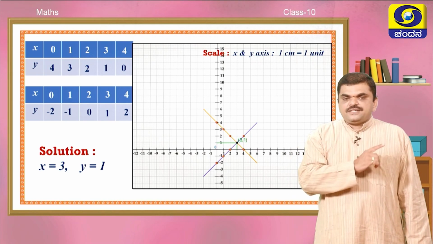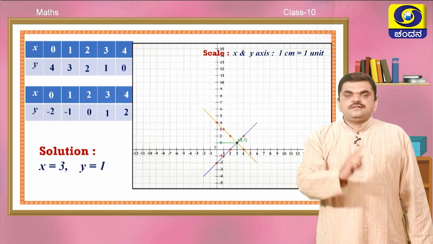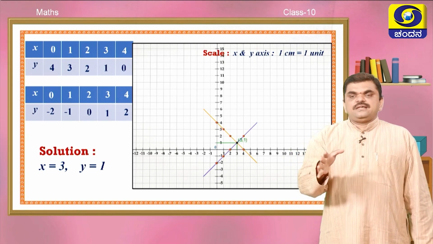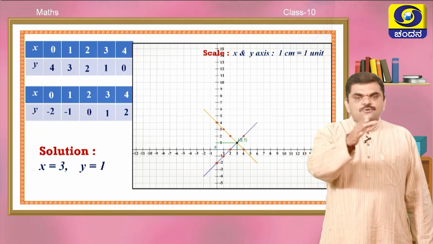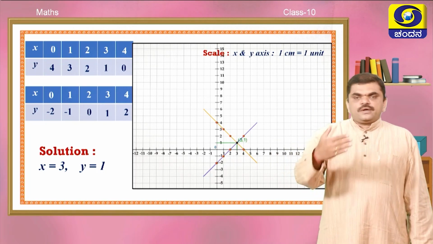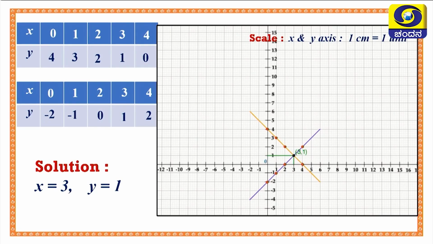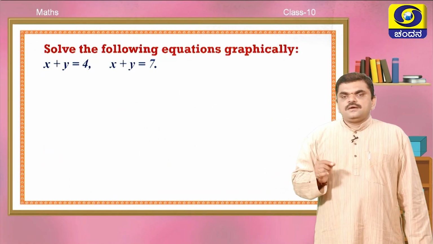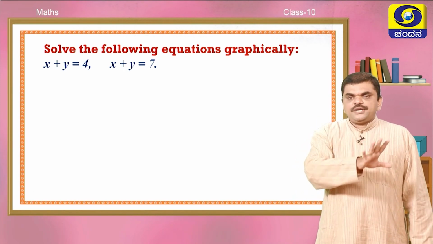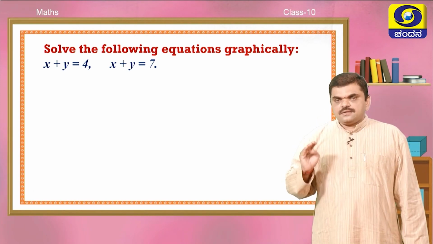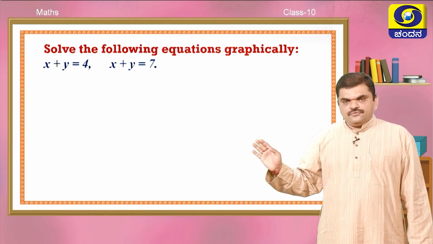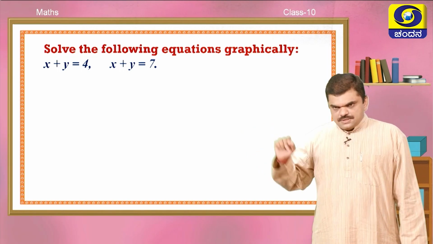For your reference, you may verify this. I am not going to verify this. You can verify this by putting x is equal to 3 and y is equal to 1. Okay, children? Next, move on to the next question, children. Children, this graphical method is very important for your examination. Solve the following equations graphically. x plus y is equal to 4, x plus y is equal to 7.